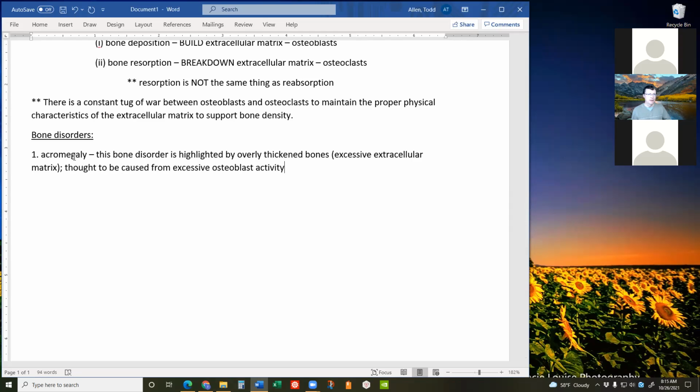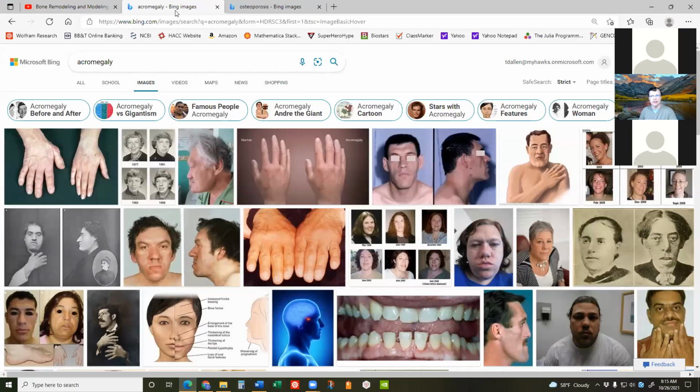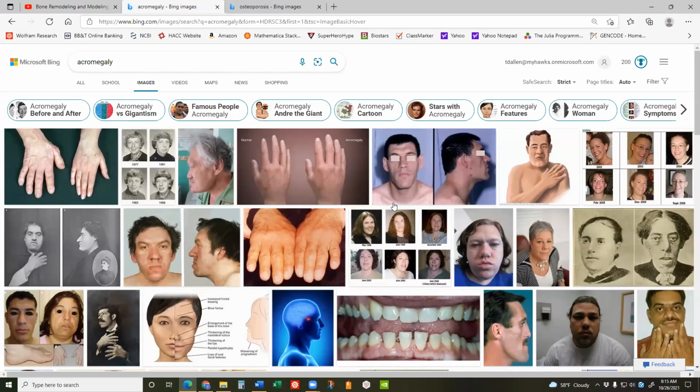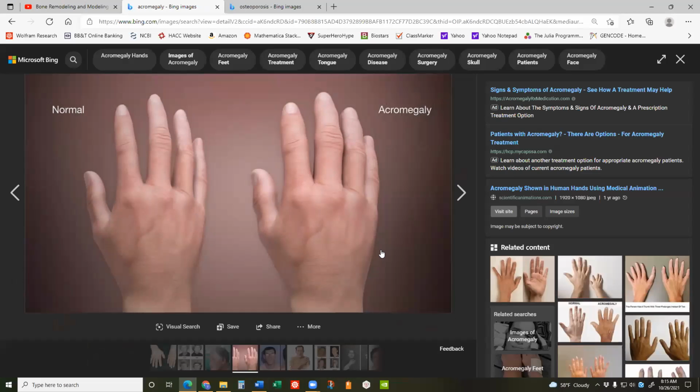Okay, and if I didn't show you a photograph last time, I'll bring one up at this time to let you see this. We had this image before, where you can see the difference between a normal hand and a person with an acromegaly hand. Notice how the digits, the fingers themselves, are just thicker than you would typically expect them to be.